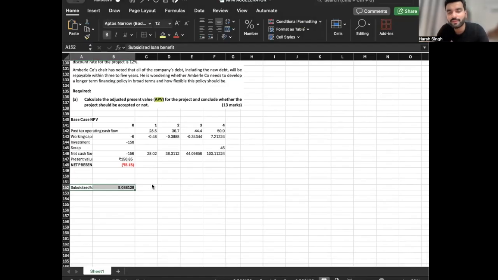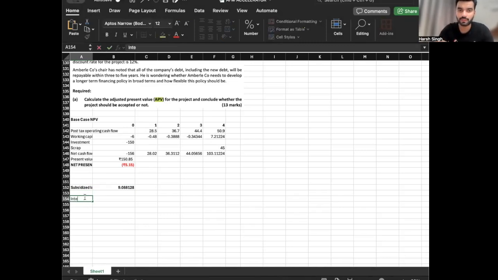I'll bold it as well because at the end I have to add up all the values over here. So better if we bold it. After that, we have to calculate interest benefit. First of all, let's calculate issue cost. Issue cost is given or not.